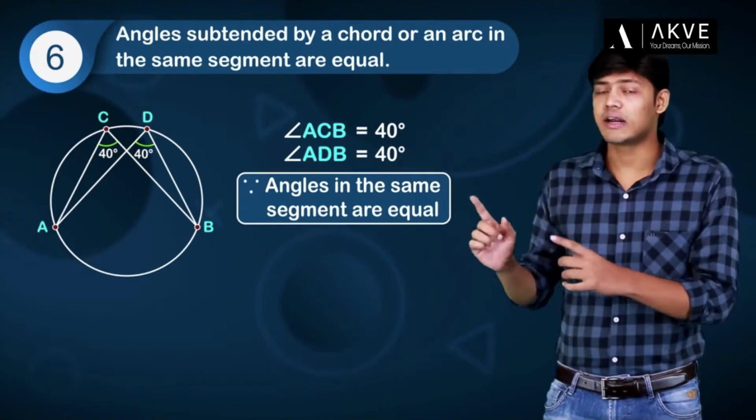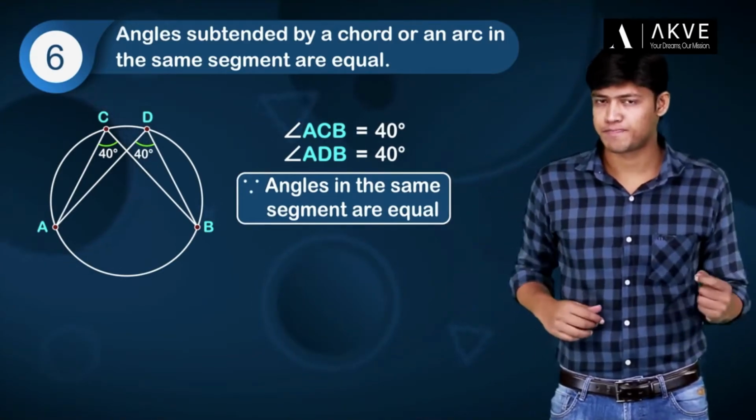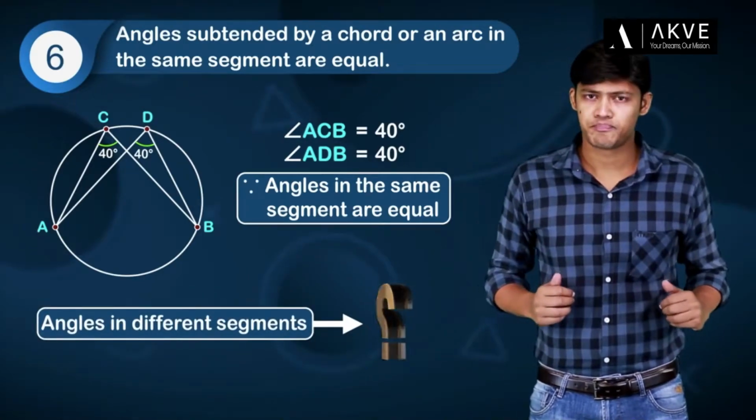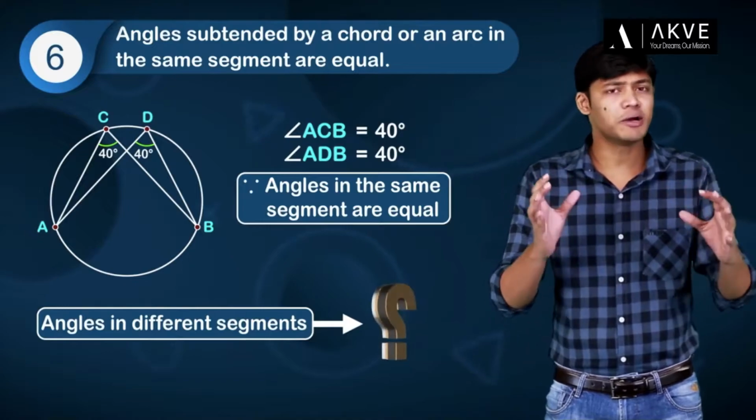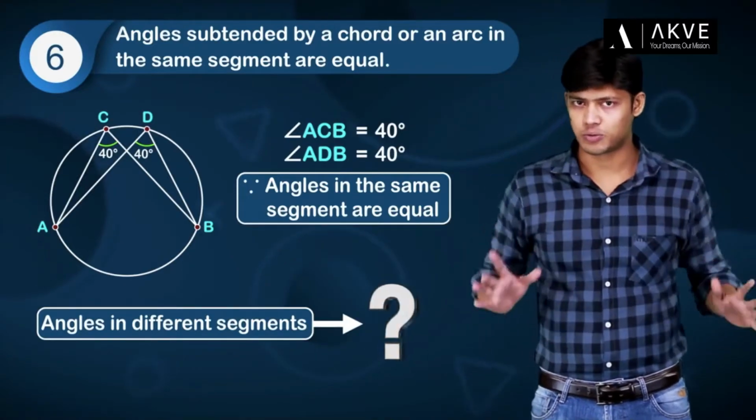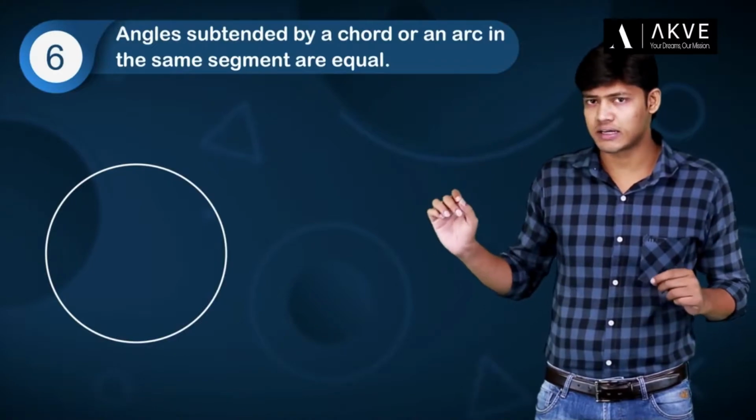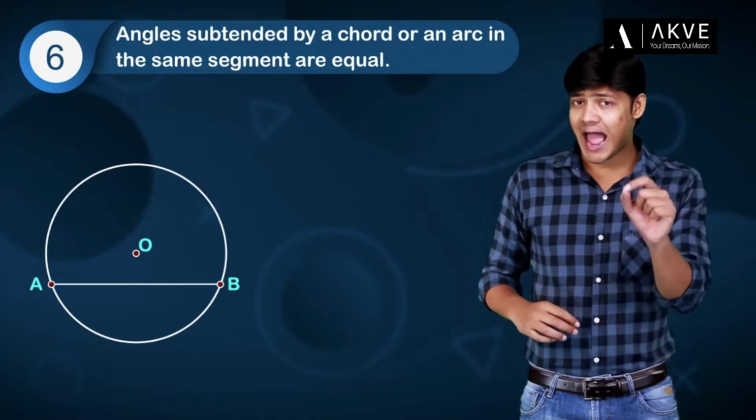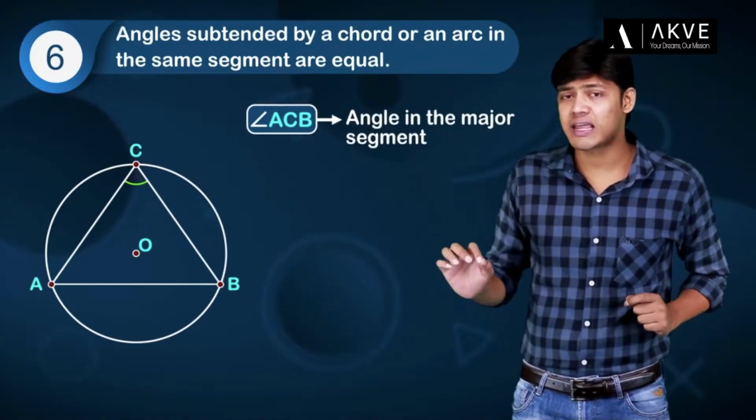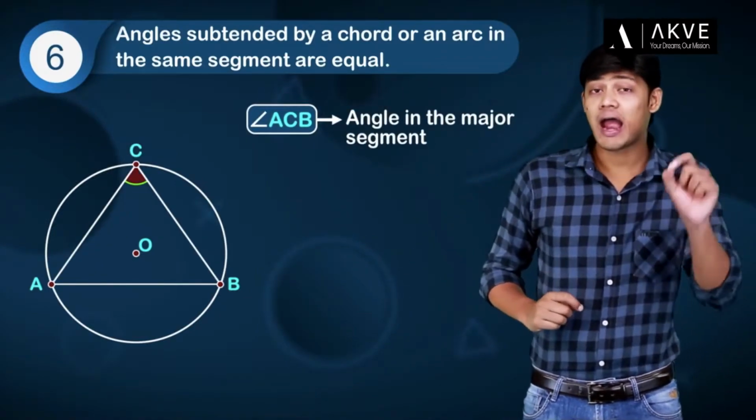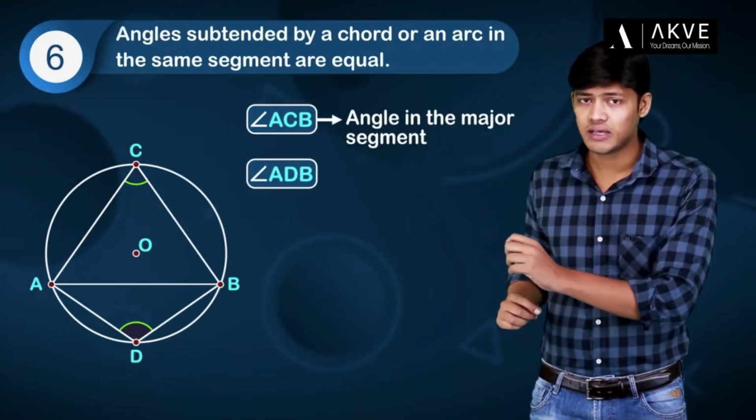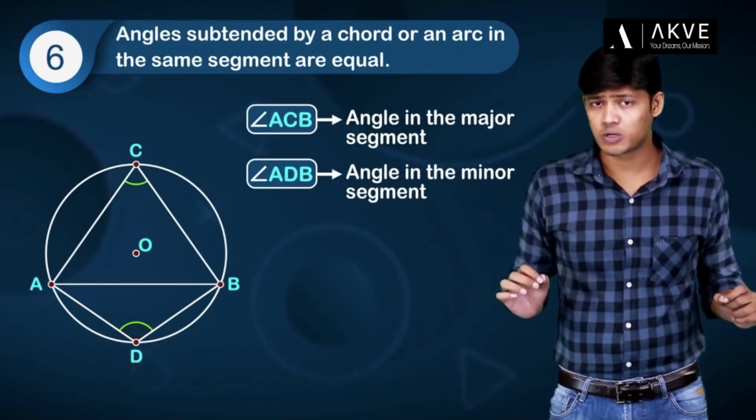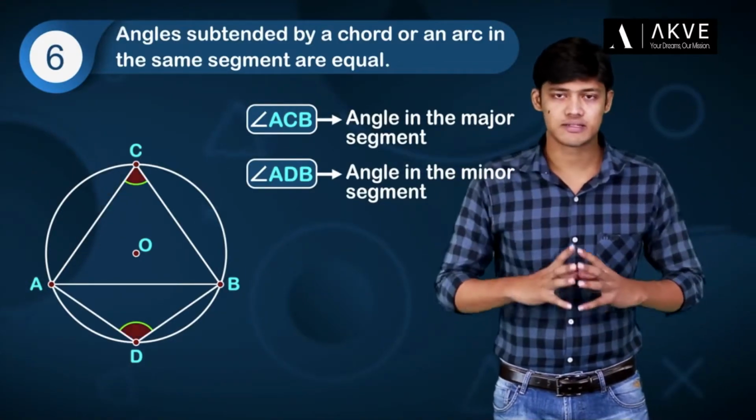Now, this theorem will lead to an intuitive question, which is regarding the angles in the different segments. Is there a relation between them? Let's try to figure it out. Now, here is a circle with the center O and AB is a chord. The angle ACB is the angle in the major segment and the angle ADB is the angle in the minor segment. Now let's try to figure out a relation between these 2 angles.